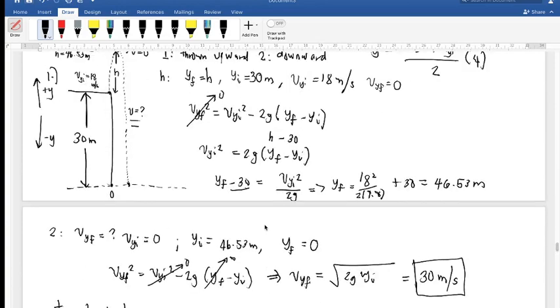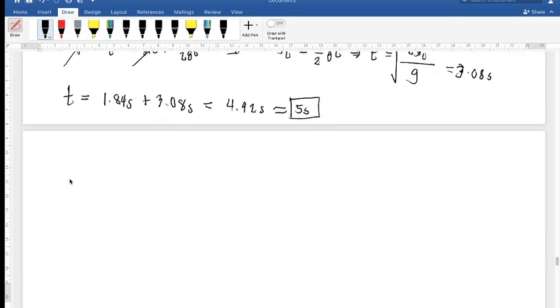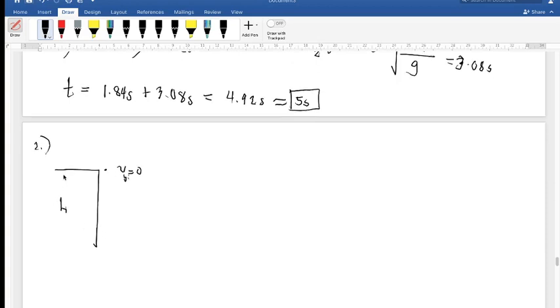Okay, so let's move on to problem number 2. So a brick is dropped 0 initial speed from the roof of a building. So the brick strikes the ground in 2.5 seconds. How tall in meters is the building? So what is the magnitude of the brick's velocity just before it reaches the ground? Okay, so yung brick daw mo is nandun ta sa roof. So ito yung brick. Okay, so yung initial speed niya is 0. So vyi is 0. So ito yung number 2 ha. So we have to find the height of a building. So ano yung height ng building mo?